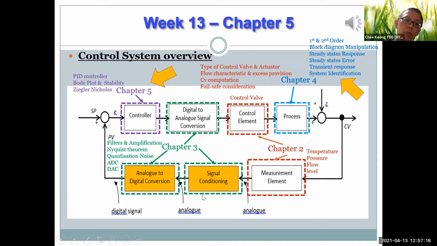So then we move on to chapter 3. We talk about signal conditioning. Basically, we look at weak signal, we are supposed to amplify it, and noisy signal, we are supposed to filter it by low-pass filter, high-pass filter, or band-pass filter. Then we talk about the ADC process, whereby we sample and hold, and then we quantize it. So basically, these are the analog to digital conversion.